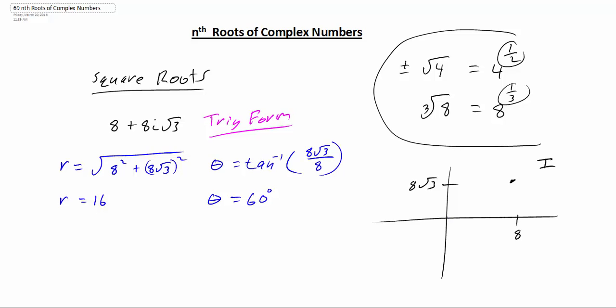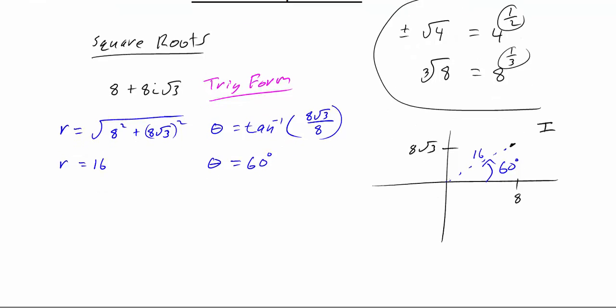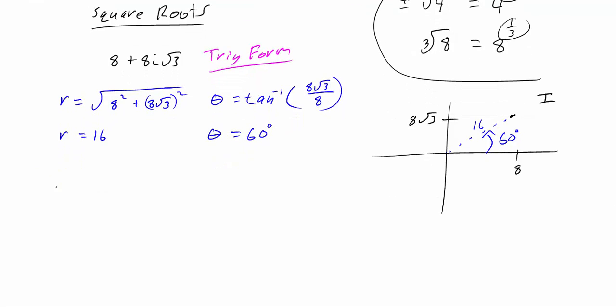That's really all we're concerned with, because if we're in the first quadrant, it makes sense that this angle would be 60 degrees. And of course, r represents the distance from the origin to the point, which equals 16. So now if we write this in trig form, we have the r value, which is 16, multiplied by the cosine of 60 degrees plus i sine of 60 degrees.